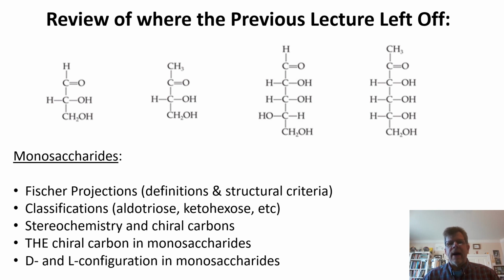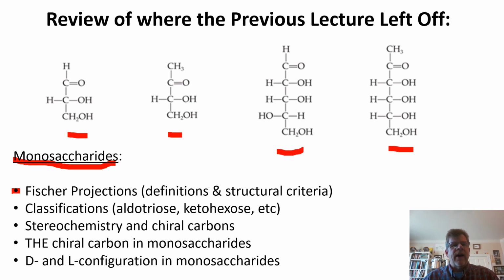Greetings and welcome back. On our last lecture, we talked a lot about the monosaccharides under the umbrella of what are called carbohydrates. A few examples of monosaccharides are shown here, given in a specific type of formation known as a Fischer projection. We had looked at Fischer projections, and there were some rules and criteria for that, which we looked at before.